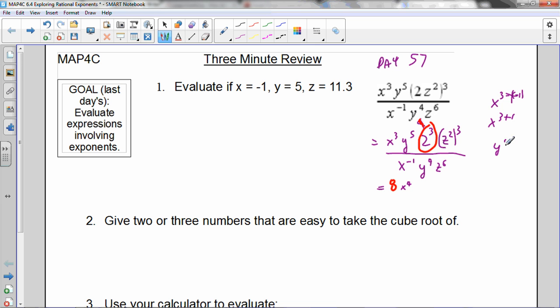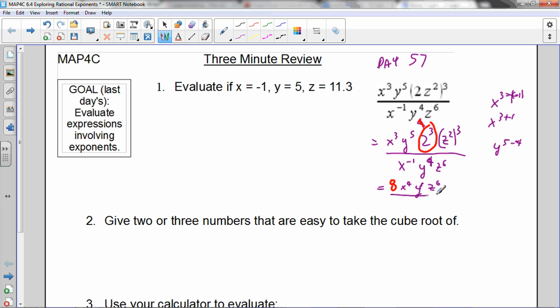And then y, 5 subtract 4. Oh, sorry, y subtract 4. I thought that was a 9. Couldn't read my own writing there. 5 subtract 4 is just 1, eh? Easy peasy, just 1. And then here, I did that. That's taken care of. This is z to the exponent 6.